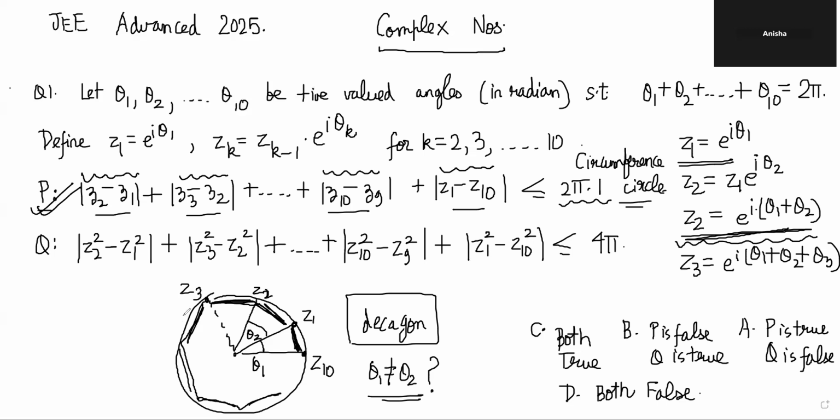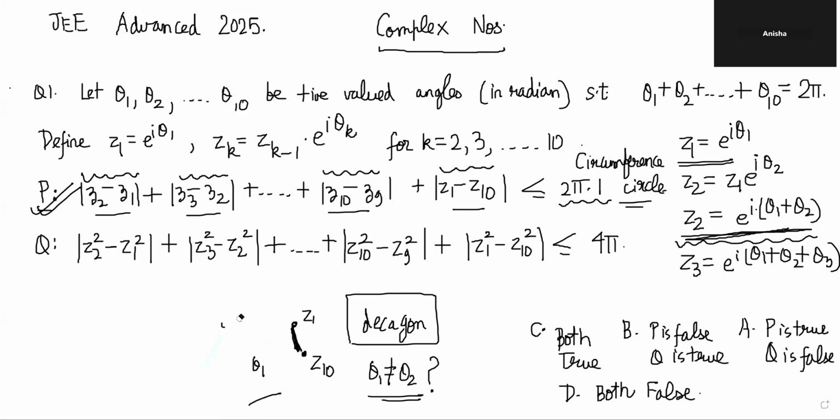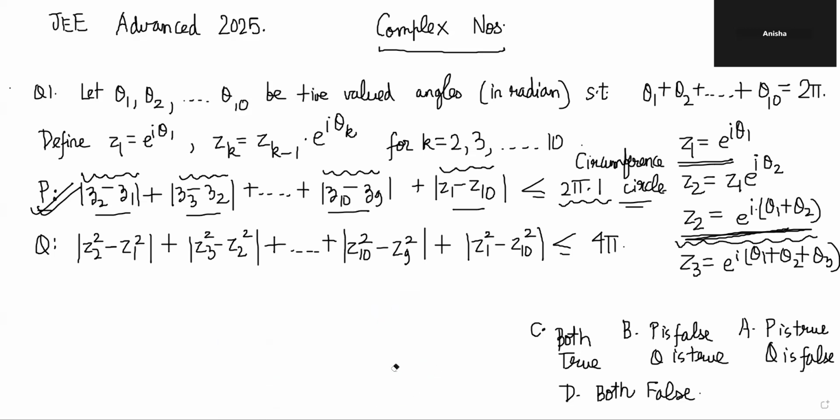Now similarly, you have to think about what happened in this statement. You should start by analyzing what the complex numbers z1 square and z2 square are and then think about what is going on.